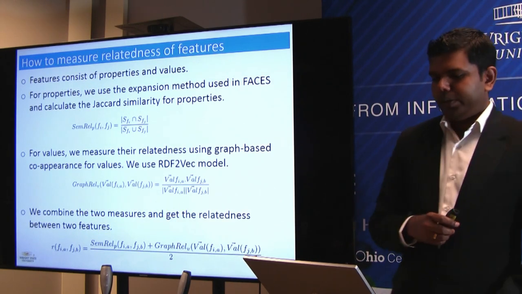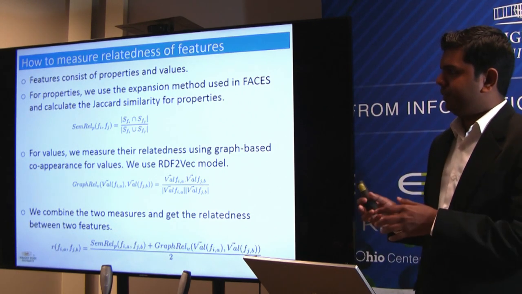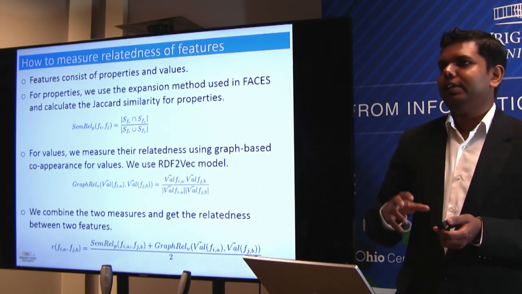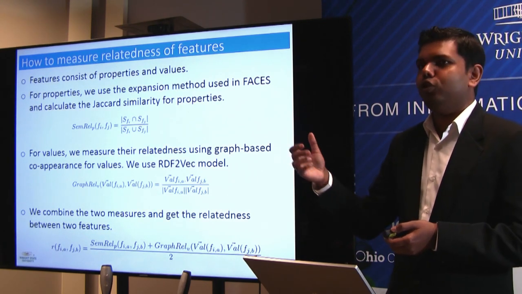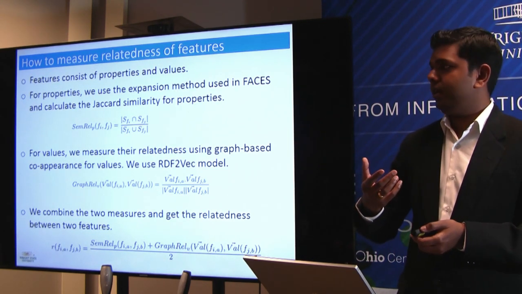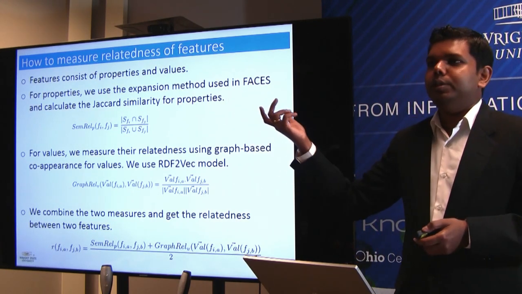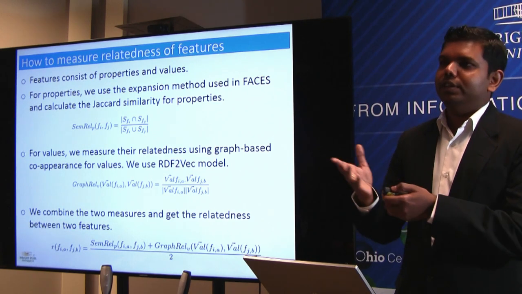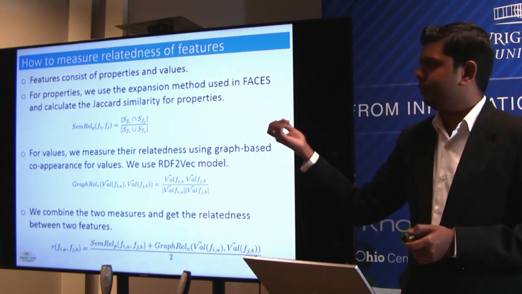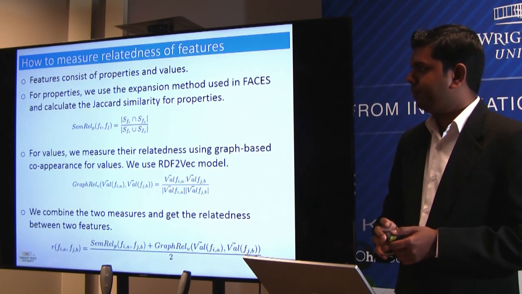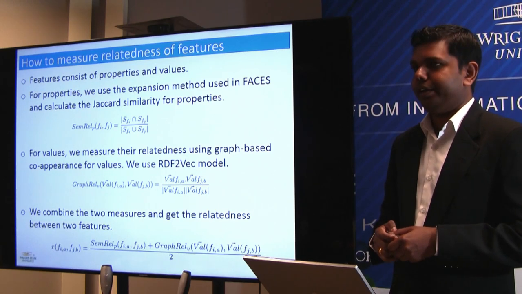And next, how we want to measure the relatedness of features. There are two parts to measure relatedness in our case in entity summarization. First, we want to measure relatedness between properties. What we do here is semantic expansion. We take the word set computation in PHASES and apply it to the properties of the features and measure the Jaccard coefficient, or the similarity.